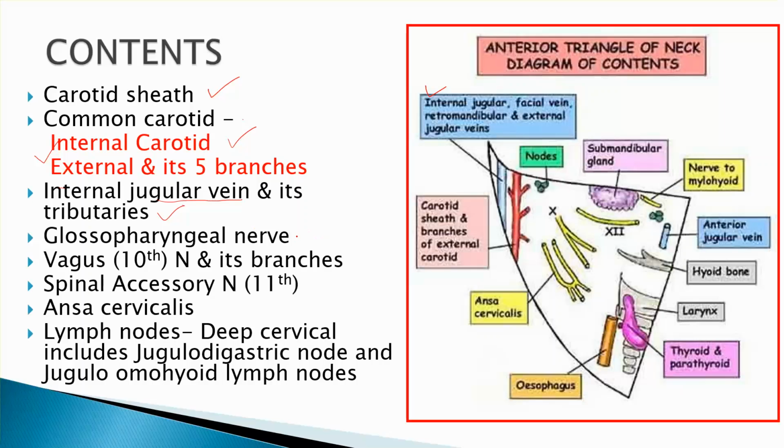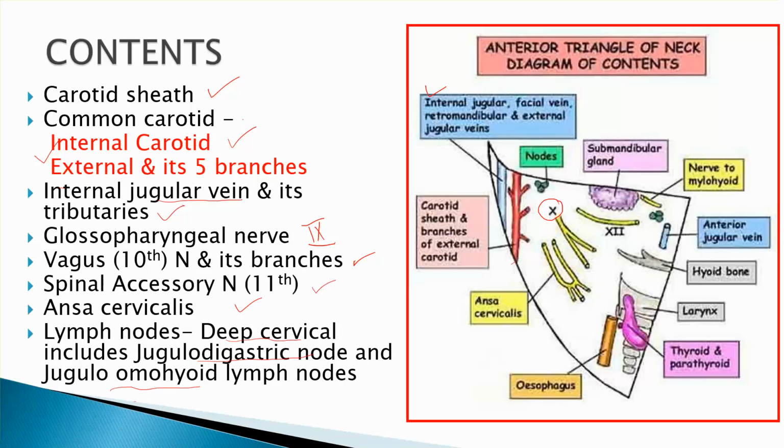Then the nerves: the glossopharyngeal nerve, number 9. The 9th cranial nerve is called the glossopharyngeal nerve. Then we have the vagus nerve and its branches. This is the vagus nerve, number 10. Then we can see the spinal accessory nerve, number 11. We can also look for the ansa cervicalis and the lymph nodes, like the deep cervical lymph nodes, which include the jugulo-digastric node and the jugulo-omohyoid lymph nodes.